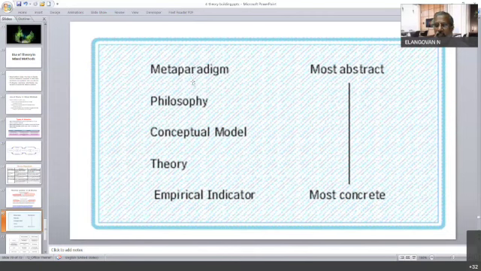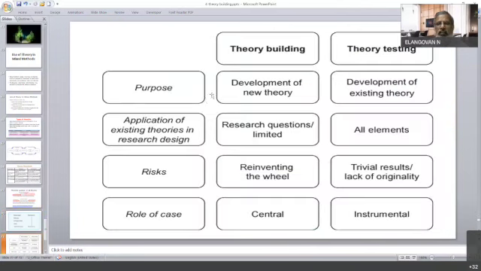We need to understand that when we are doing research, first we start with the paradigm, we do deduction, we come down to this level, then go in reverse through induction, we again go back to the paradigm. That is what the research cycle is. So we do theory building as well as theory testing.